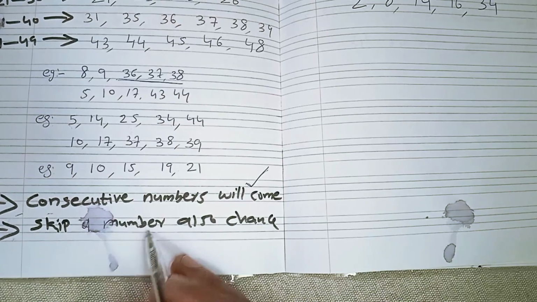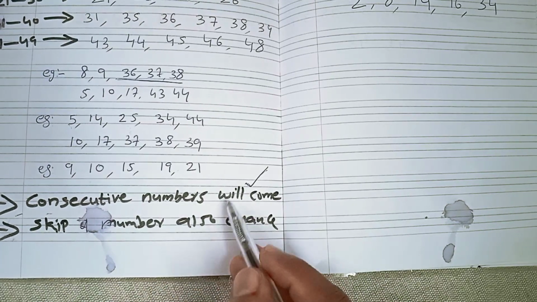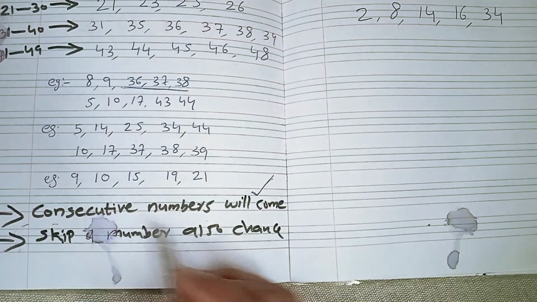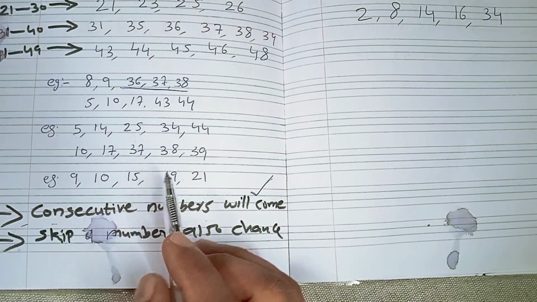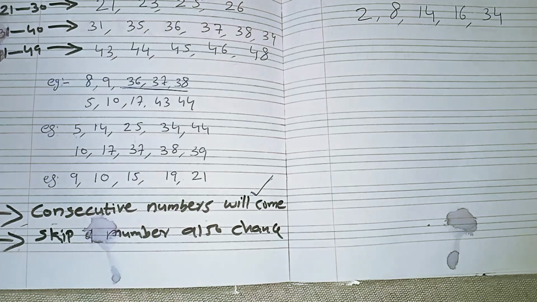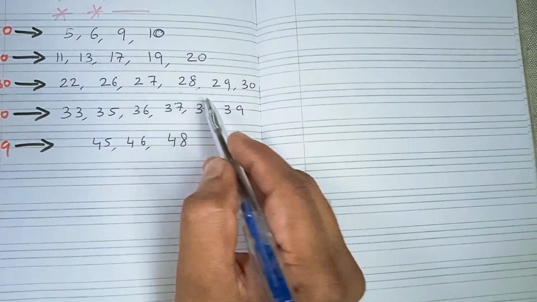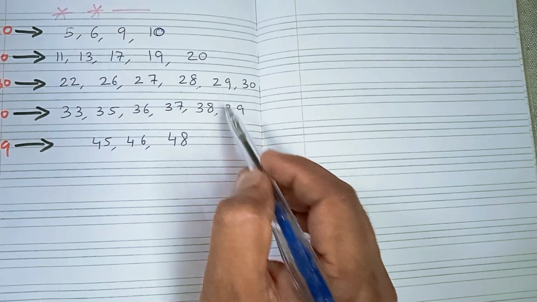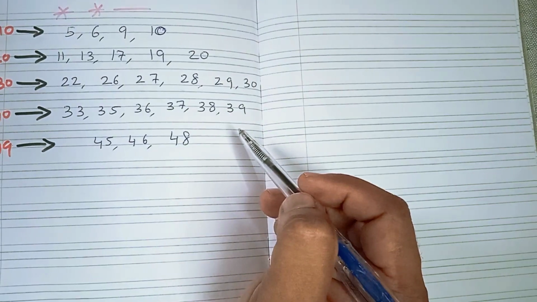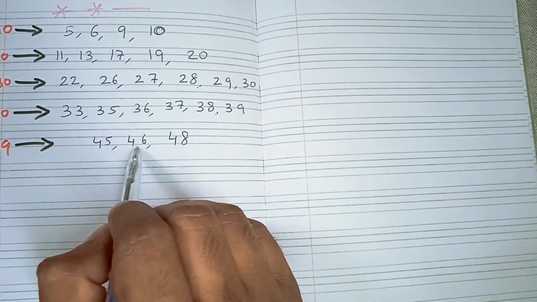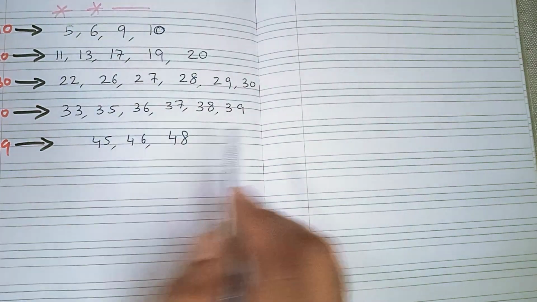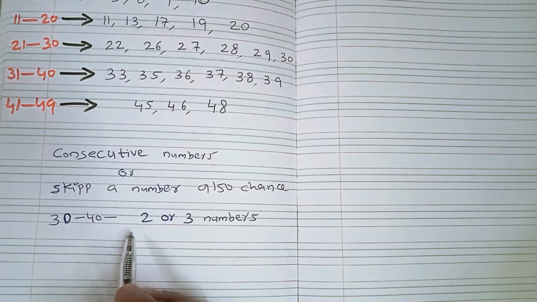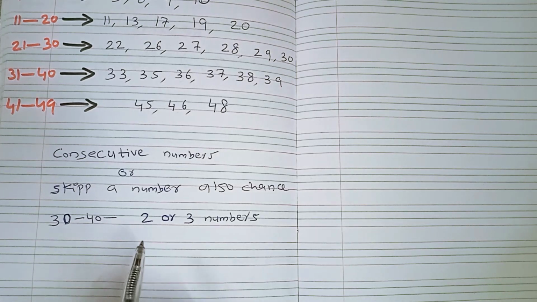These two have a chance this draw, skip a number or continuous. I explained in the last video how this comes. 28, 38, 48, 29, 39 have a chance. 26, 36, 46 have a chance. 30 to 40, 2 or 3 numbers have a chance.